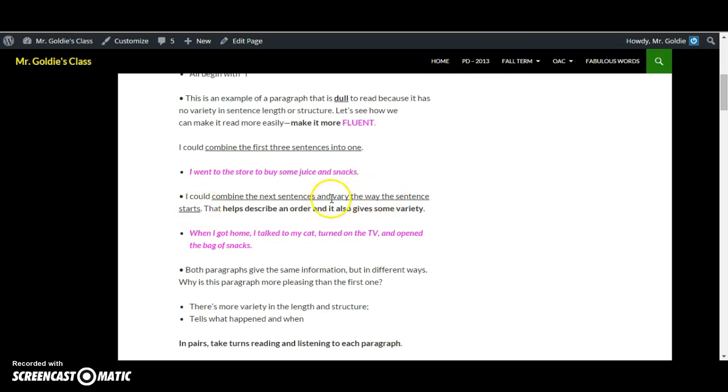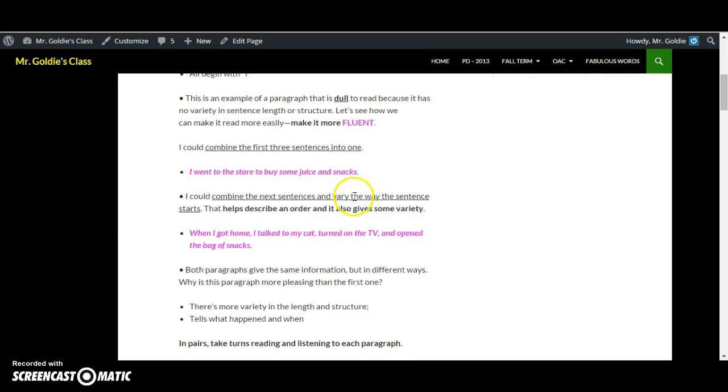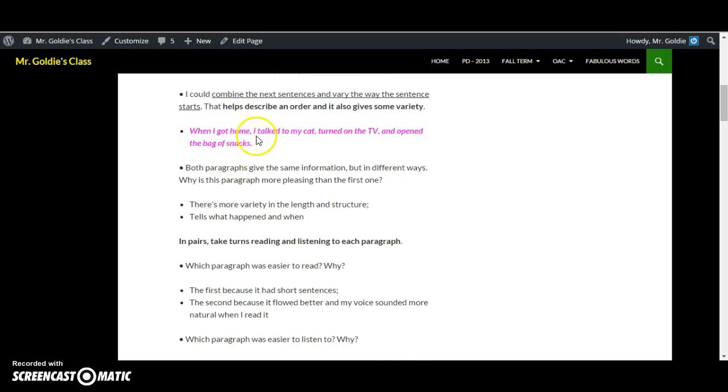Remember, vary means change, make it different. That helps describe an order and also gives some variety. For example, when I got home, I talked to my cat, turned on the TV, and opened the bag of snacks. So in this case, I combined the sentences. Here, I went home, I talked to my cat, turned on the TV, opened a bag of snacks. Again, I combined these all into one sentence, but I made some changes. Both paragraphs in this case give the same information but in different ways.